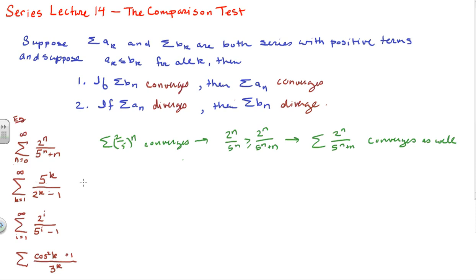Now let's look here. Again, what do we want to compare this to? It looks an awful lot like a geometric series again, this one: 5 over 2 to the k. It diverges, because r is equal to 5/2, which is bigger than 1. But also, we know that 5 to the k over 2 to the k is less than 5 to the k over 2 to the k minus 1, because I'm dividing by a smaller number and so I'm going to get a bigger number. So that tells me this series is diverging as well.